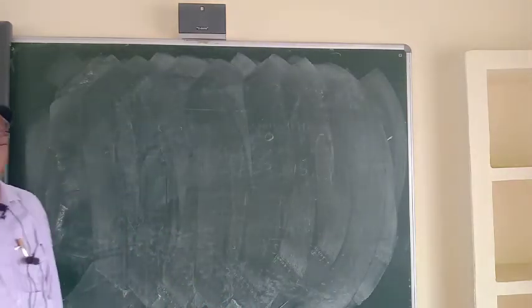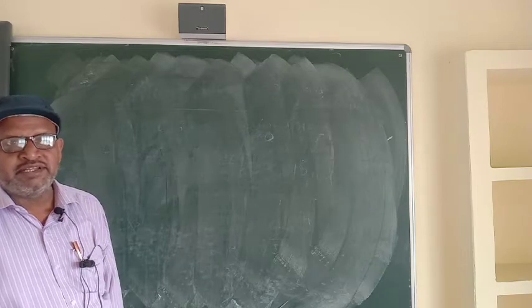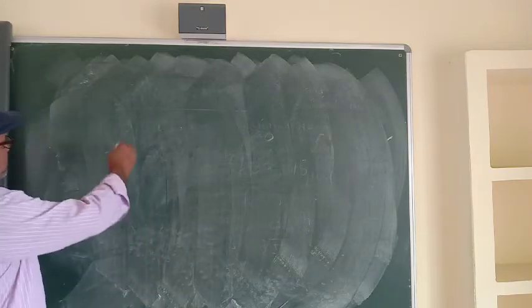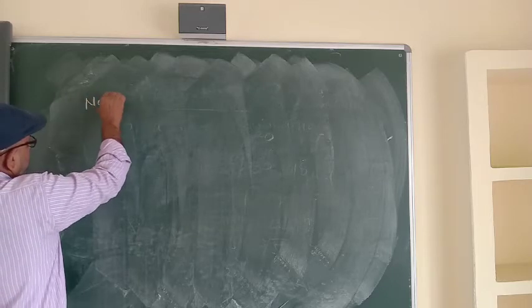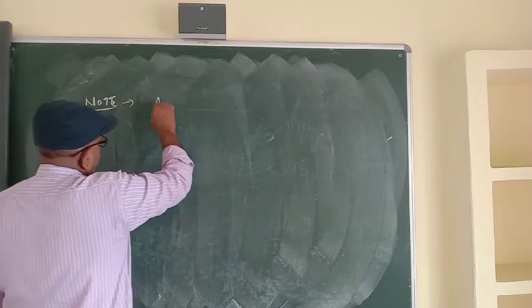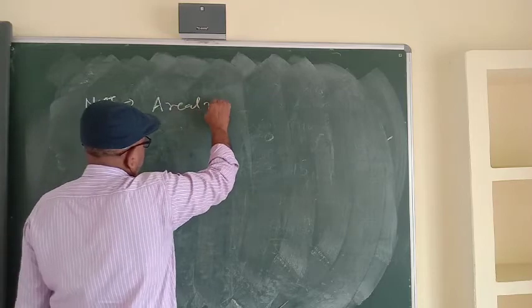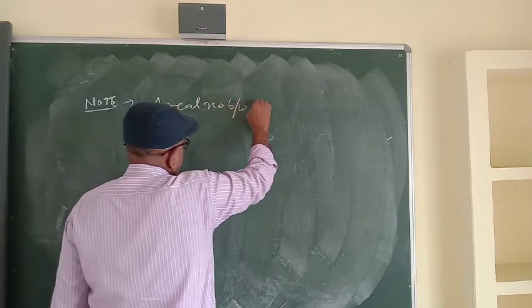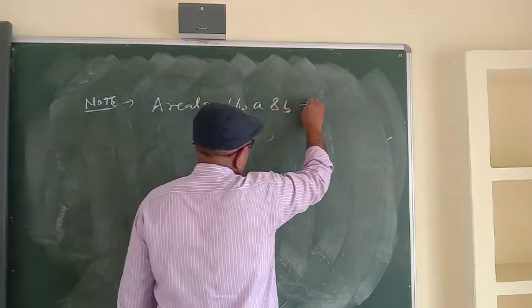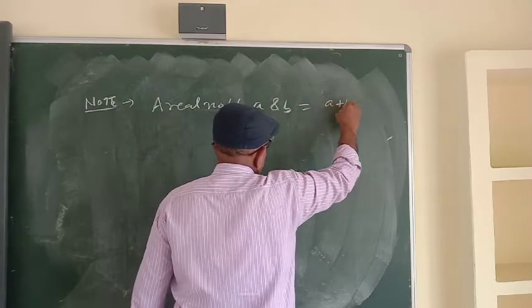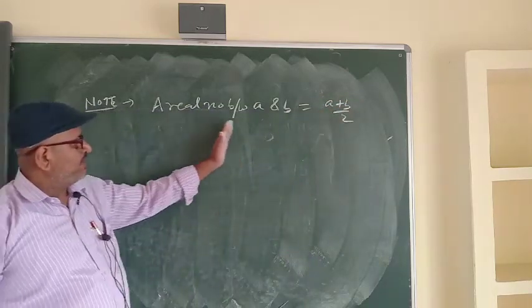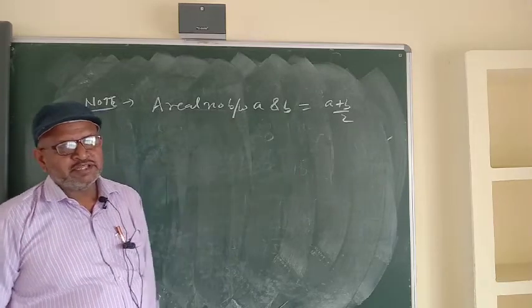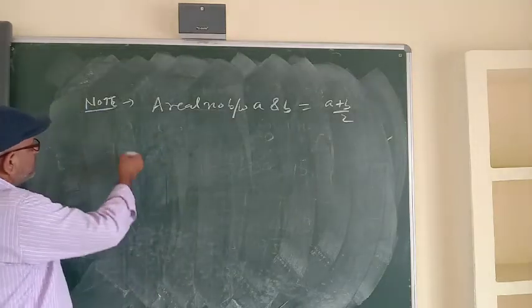How can we write a real number between two given real numbers? Note: a real number between a and b is equal to (a plus b) by 2. A real number between a and b, we can take (a plus b) by 2.